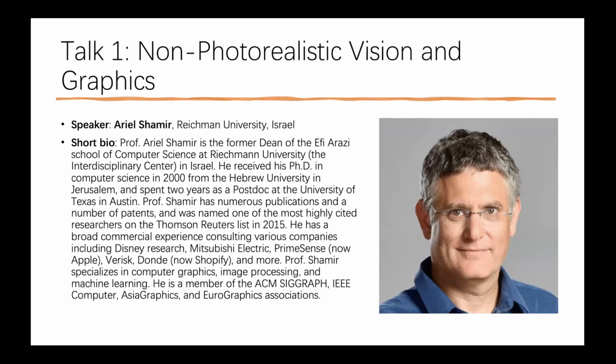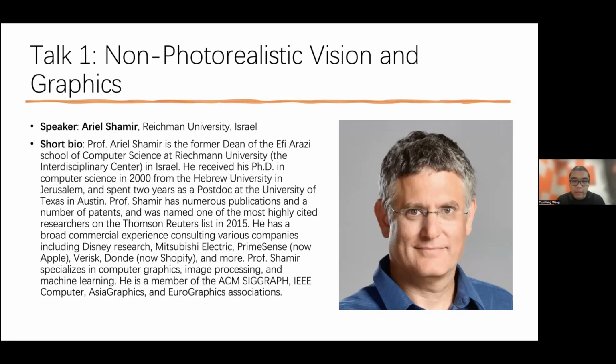Professor Ariel Shamir is the former dean of the School of Computer Science at Reichman University in Israel. He received his PhD in computer science in 2000 from the Hebrew University in Jerusalem and spent 2 years as a postdoc at the University of Texas in Austin. Professor Shamir has numerous publications and a number of patents, and was named one of the most highly cited researchers on the Thomson Reuters list in 2015.